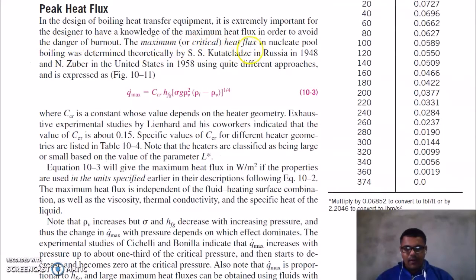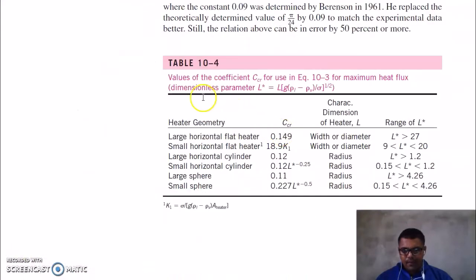The maximum or critical heat flux in nucleate pool boiling was determined theoretically by this equation, where Ccr is a constant whose value depends on heater geometry, hfg is the enthalpy of vaporization, sigma is the surface tension, rho v the density of vapor and rho l the density of liquid. This value is mostly given as 0.15 in this case. Specific values of Ccr for different heater geometries are listed in the table. This is the value of coefficient Ccr for maximum heat flux, which depends on the geometry of the heater, and this is the corresponding value.